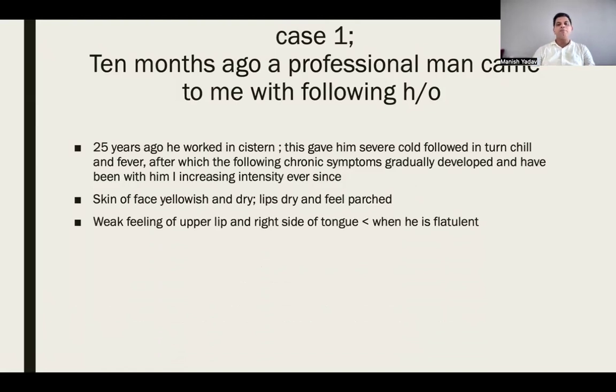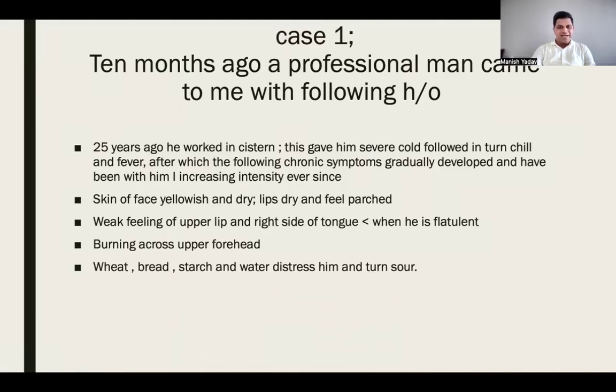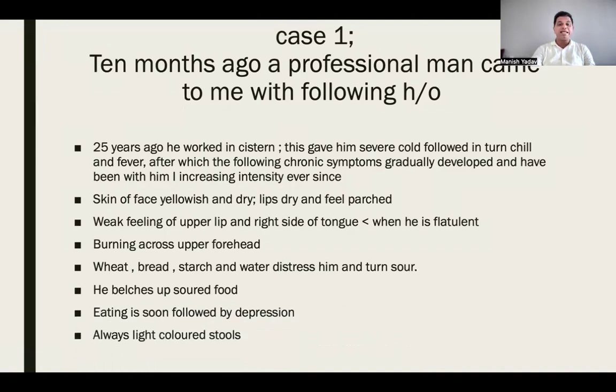Weak feeling of upper lip, right side of tongue, aggravation when he is flatulent, burning across forehead. Wheat, bread, starch, water distress him and turns sour. He belches up sour food. Eating is soon followed by depression. Always light colored stool.